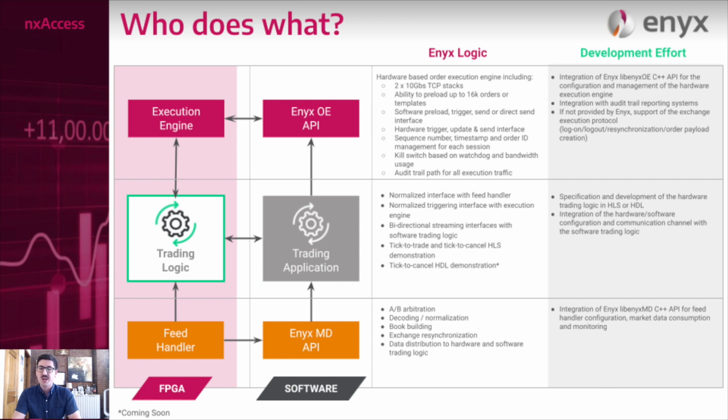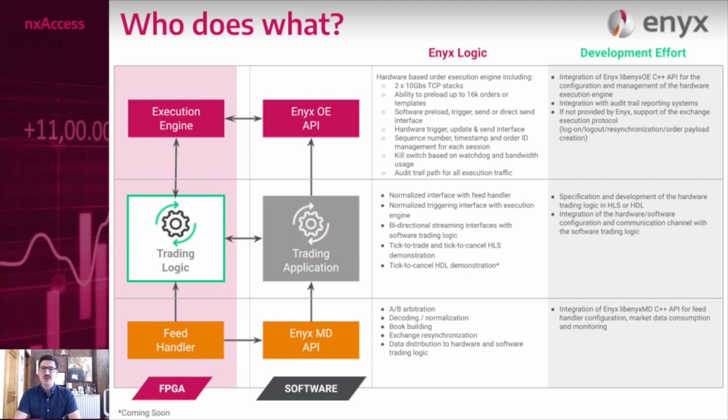On the execution side, you have to do some developments. You have to integrate with our execution API. And that integration will allow you to integrate any support for an execution protocol that you have, so you're able to send those orders directly through the FPGA. On the feed handler side, the only requirement is to integrate against our C++ API to be able to configure the feed handler, the list of symbols that you want, what depth of book, what type of message you may need, but also make sure that your application is able to consume market data updates.